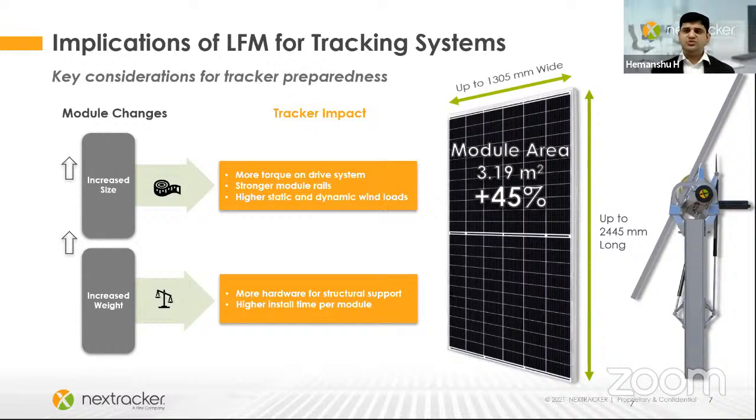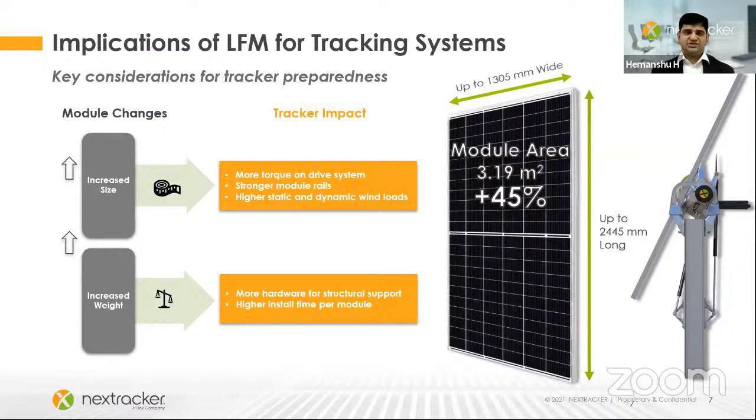Let me quickly go into how these large format modules actually impact the tracker design. There are fundamentally two key aspects of the large module format: the increased size of the module, the increased width, the increased length of the module, and these potentially cause higher wind loads on the tracker system and on the module itself. They will require a higher driving torque to drive the whole row itself. So that's increasing the power requirements that you need to drive the system. And there's the overall mounting impact, because now the module is bigger, you need a much more robust mounting mechanism. That's on the size related aspects.